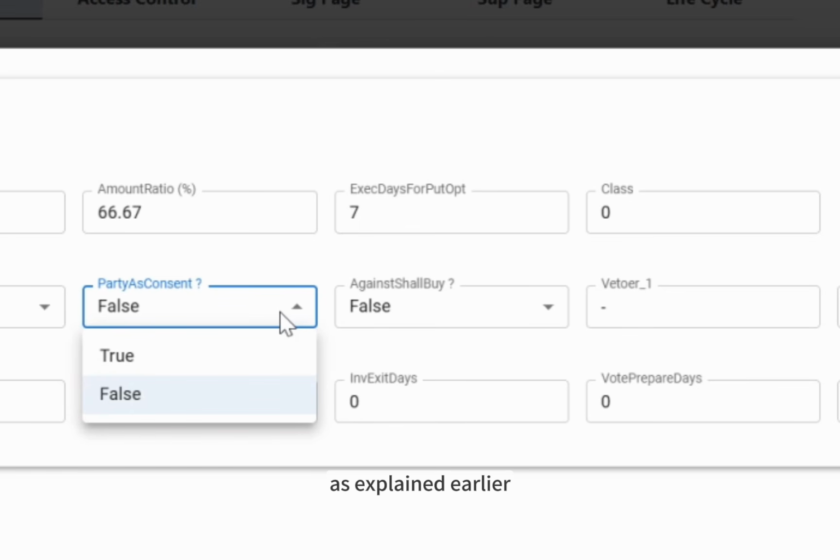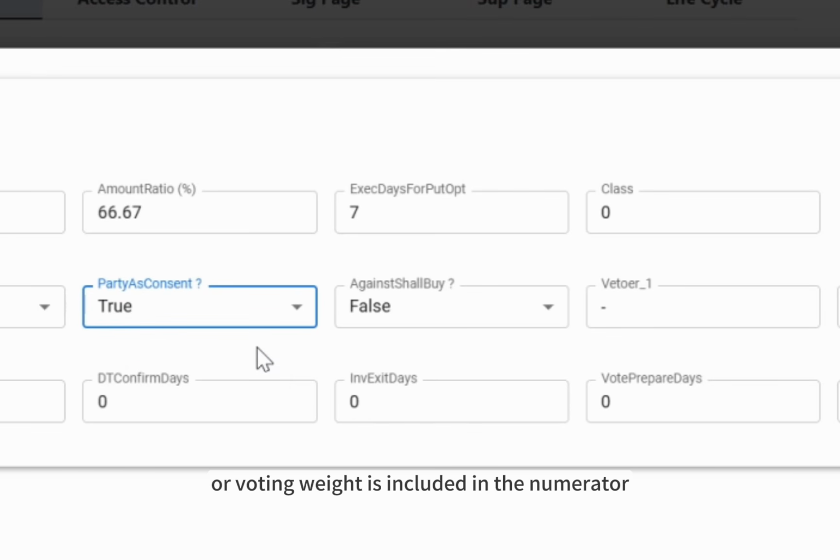Next is party as consent. As explained earlier, this asks, should the recused contracting parties be counted in the voting results? If you choose true, their head count or voting weight is included in the numerator as consenting votes and also included in the denominator. If you choose false, this means a complete recusal arrangement. The contracting parties are not counted at all in the voting results.